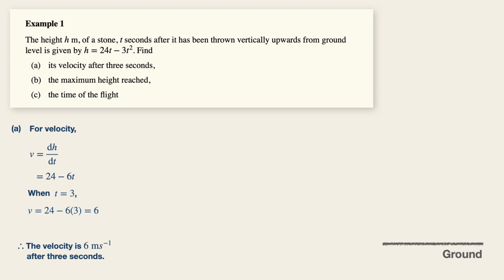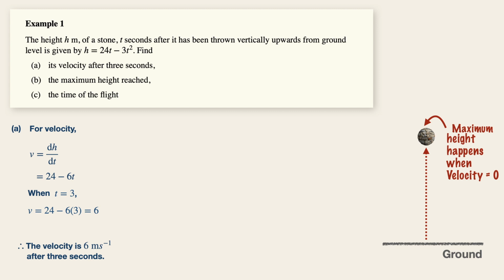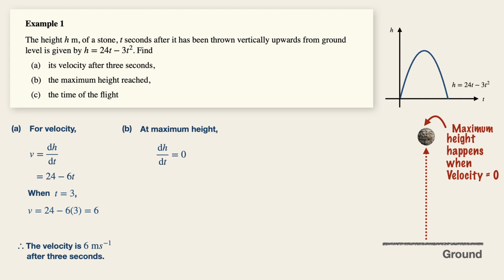Now when the stone is thrown vertically upwards, the maximum height reached occurs at the split instant when the velocity is 0. So at maximum height, dh over dt is equal to 0. Another way to look at it is this. If we were to sketch the equation of h, the maximum height reached is at this point here, where the gradient, or dh over dt, is 0. And dh over dt refers to the velocity, and that's why we equate this to 0.